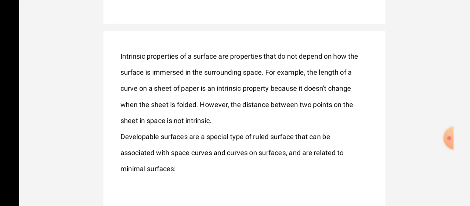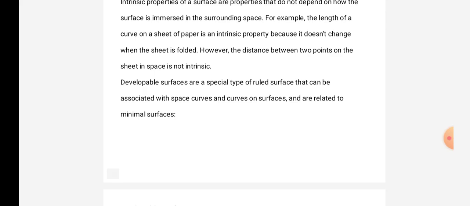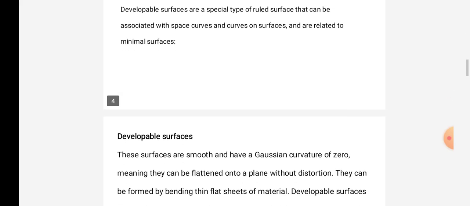Inelastic properties of a surface are properties that do not depend on how the surface is immersed in the surrounding space. For example, the length of a curve on a sheet of paper is an inelastic property because it does not change when the sheet is folded. However, the distance between 2 points on the sheet in space is not inelastic. Developable surfaces are a special type of ruled surface that can be associated with the space curves and the curves on a surface and are related to minimal surfaces.